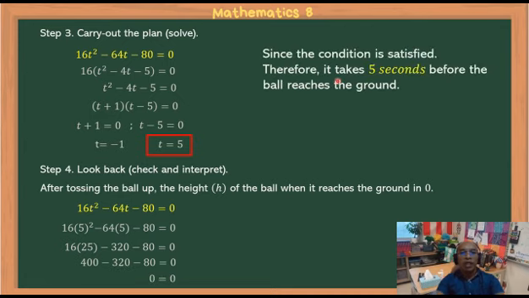Therefore, it will take 5 seconds. Since the condition is satisfied, it will take 5 seconds before the ball reaches the ground.